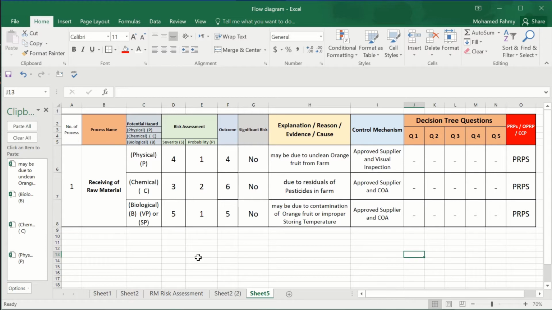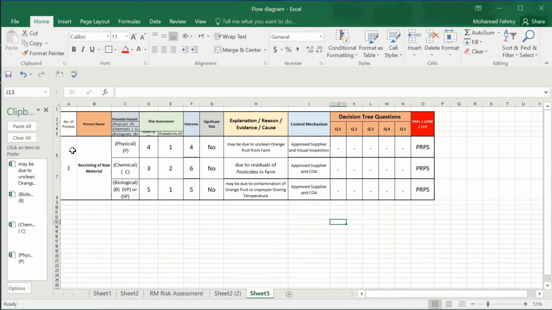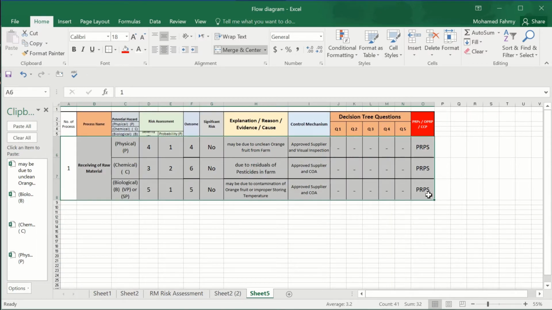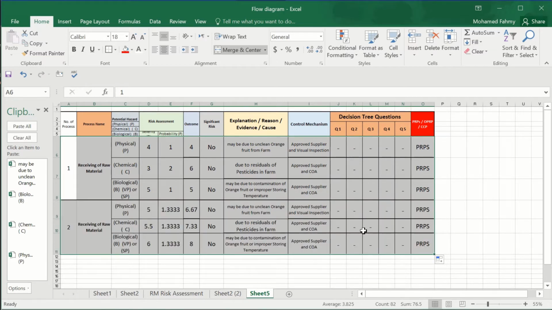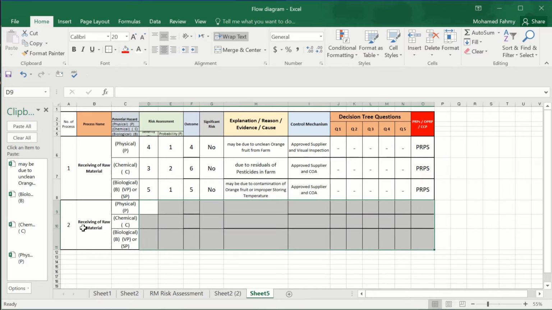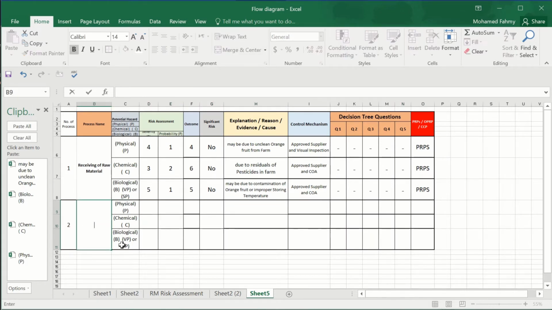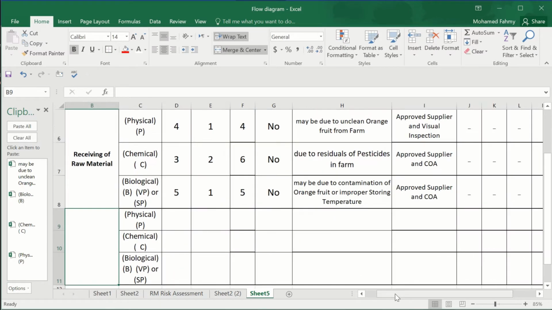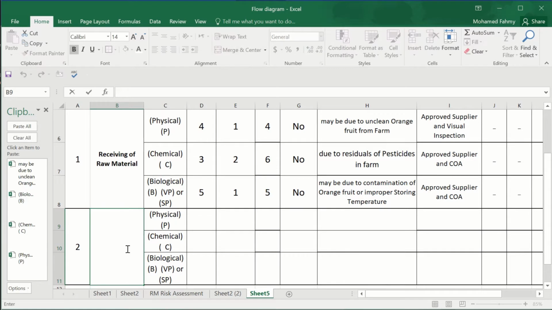Today we'll continue the process risk assessment. We'll take this copy and just paste and delete all this part. The second, Control S, okay. The second process in our risk assessment is sorting of orange.